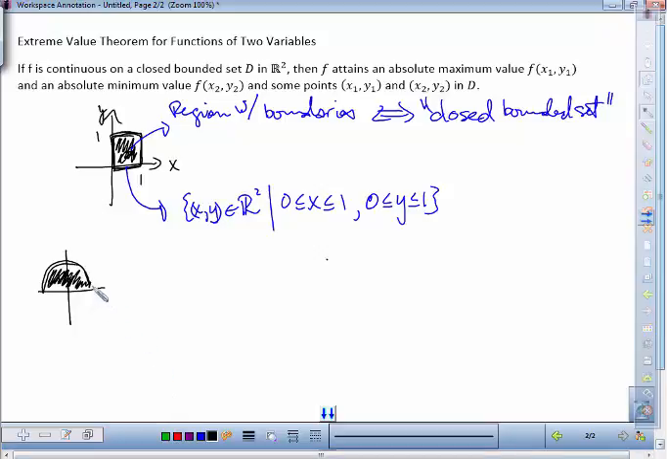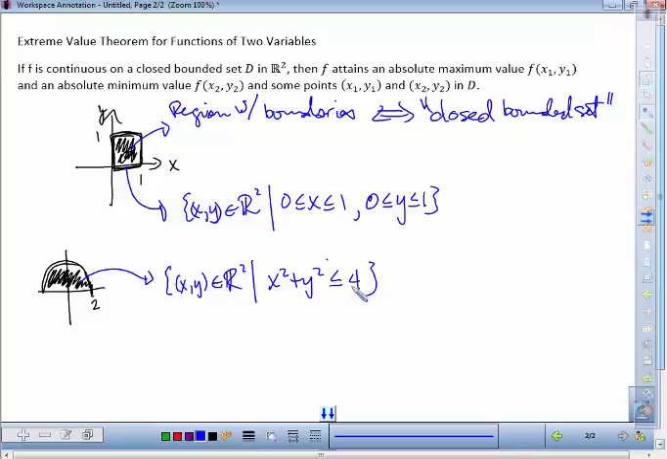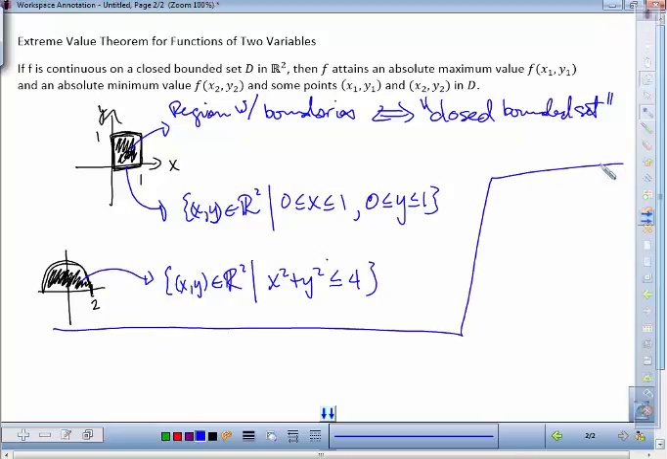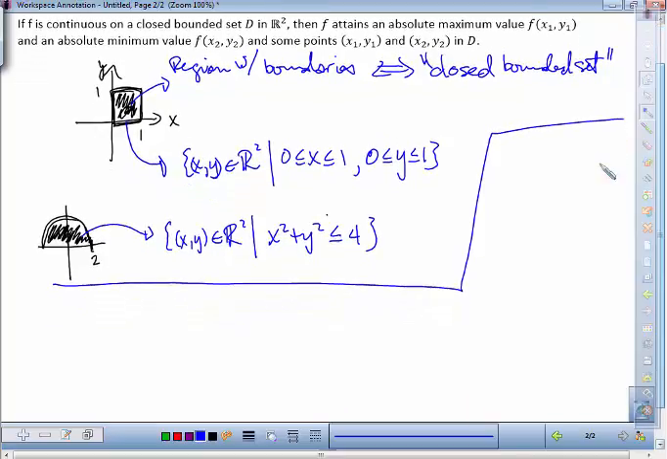Another example might be the top half of a circle of radius 2. Maybe this could be described as your points x, y such that x squared plus y squared is less than or equal to 2 squared. And as long as we say also equal to, then we're including the boundary. So these are examples of closed and bounded sets.